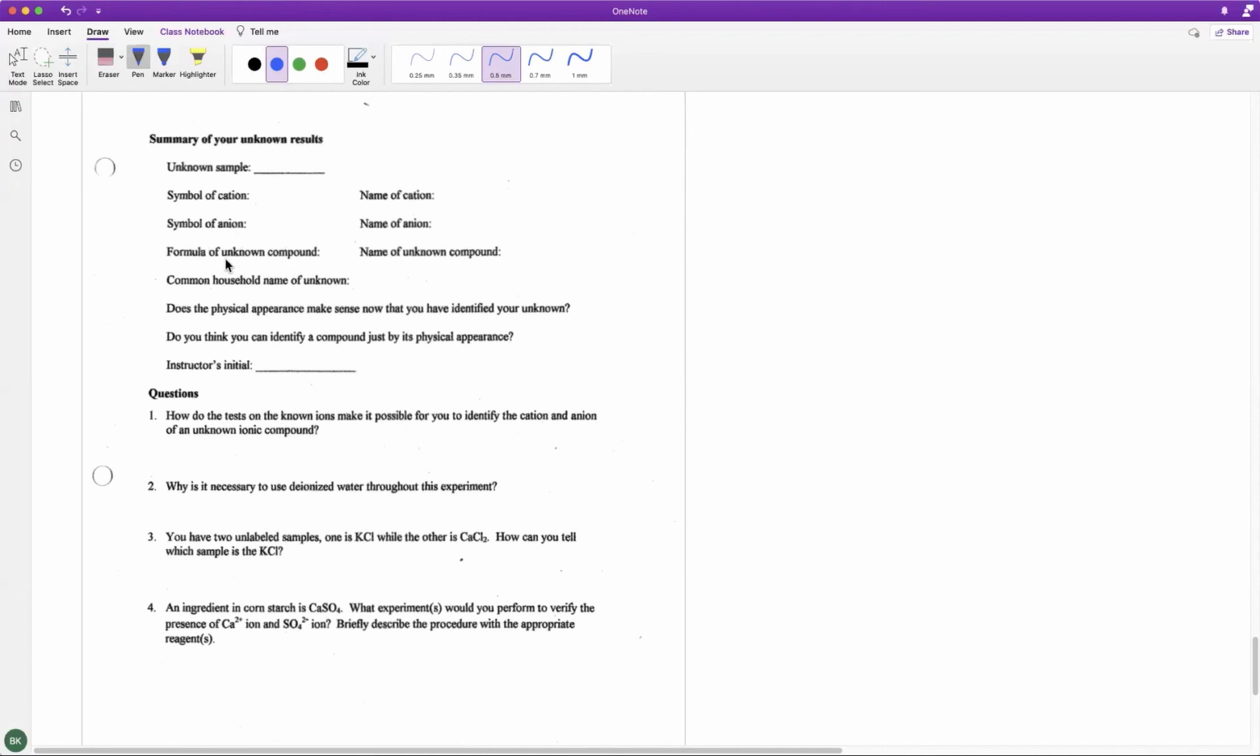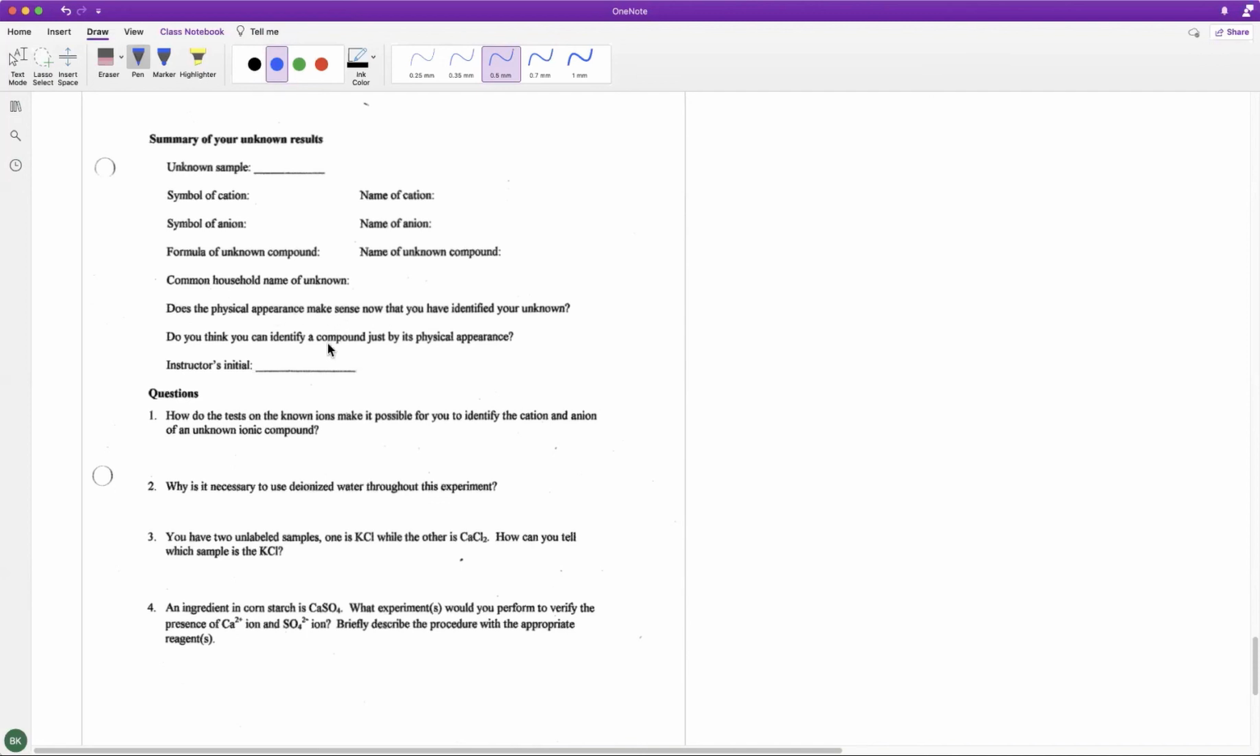Then you want to put the formula together so that the cation and the anion balance the charges. Okay, and I'll give you a hint: I've already told you that it's going to be one of those household chemicals, so you'll see the list of those things. And then the name of that compound and what the common household name of that particular compound is. So that's what you've discovered by doing all these tests, this is what my unknown is composed of.